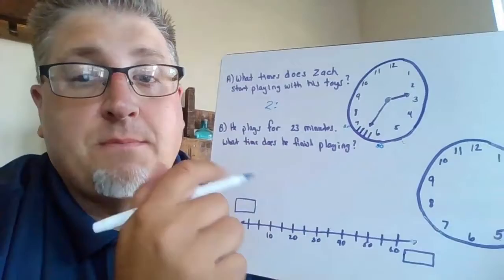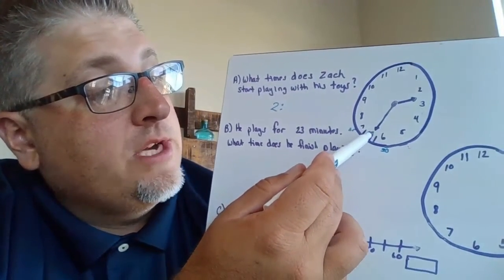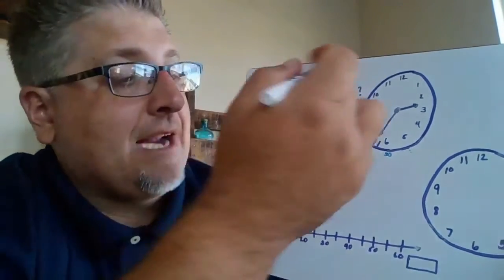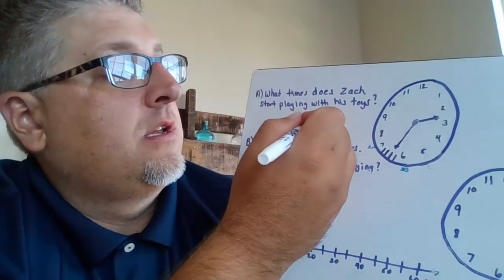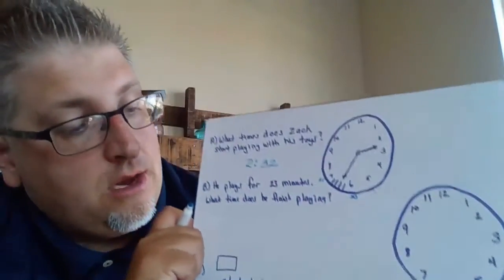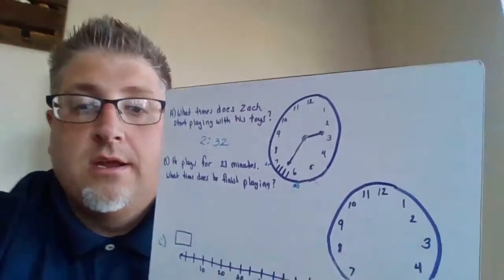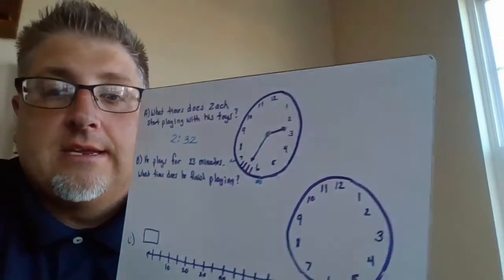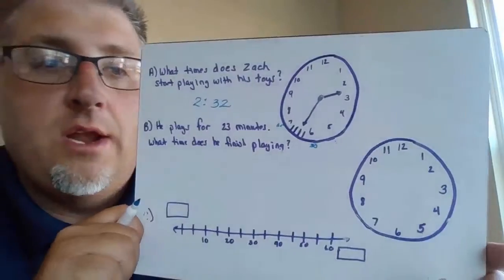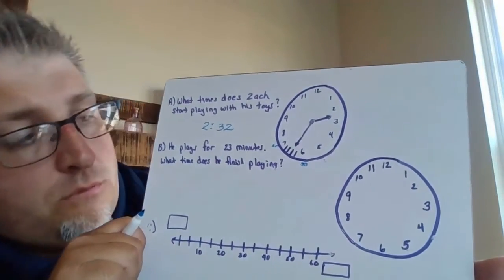All right, so let's count those tick marks now. We know we got 30, 31, 32. Right where that arrow is pointing, 32. So Zach started playing with his toys at 2:32. We figured that out from the clock. So we answered question 1 just by looking at the clock that we have here.